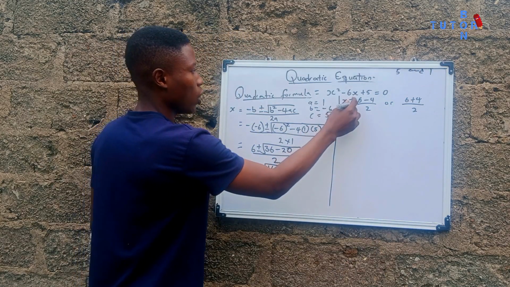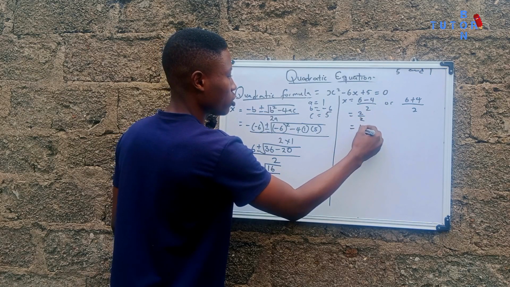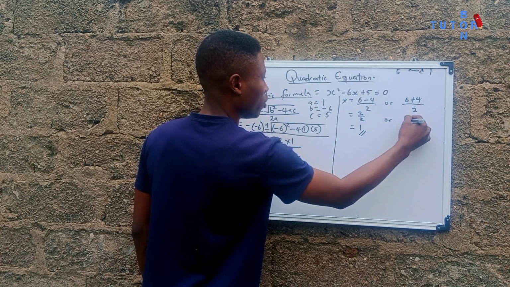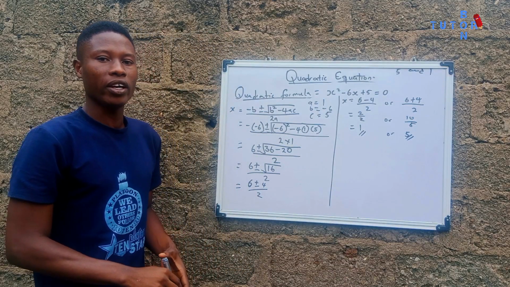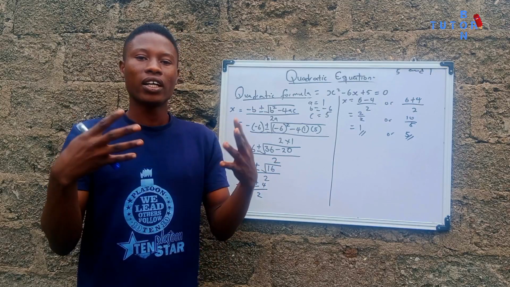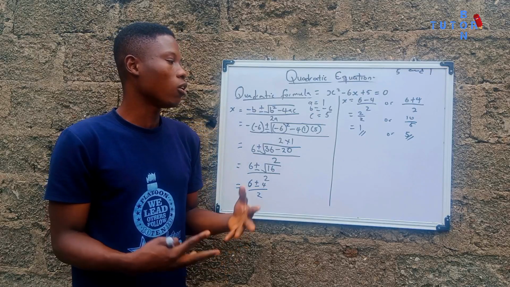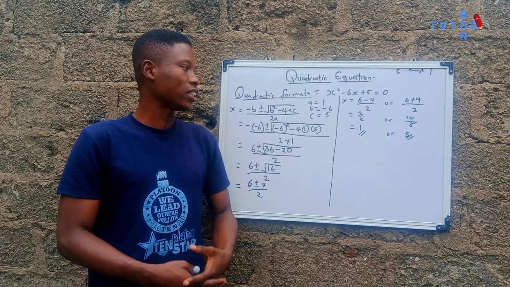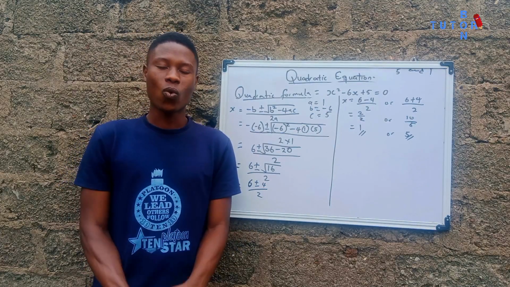So let's see. 6 minus 4 gives us 2, and 2 over 2 gives us 1. Or 6 plus 4 gives us 10, over 2, which will give you 5. Can you see? Either way, we still have our answer to be 1 and 5. When we used the factorization method, our answer was 5 and 1. When we used the completing the square method, our answer was still 5 and 1. And when we use this quadratic formula now, we still have our answer to be 5 and 1.